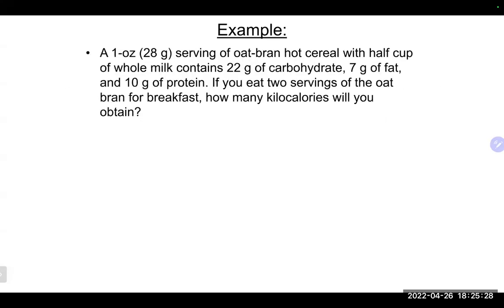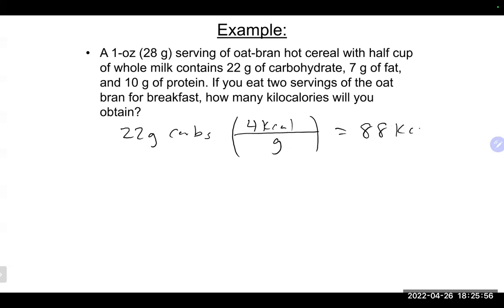So for example, here, if we had a serving of oat bran hot cereal and a half cup of milk, it contains 22 grams of carbohydrates. So if we want to know how many calories that would be, you would take your 22 grams of carbs and multiply it by the caloric value, which is 4 kilocalories per gram. That would get you something like 88 kilocalories for the carbohydrates. You would take your 7 grams of fat and multiply it by the caloric value for fat, which is 9 kilocalories per gram. Again, the grams cancel.